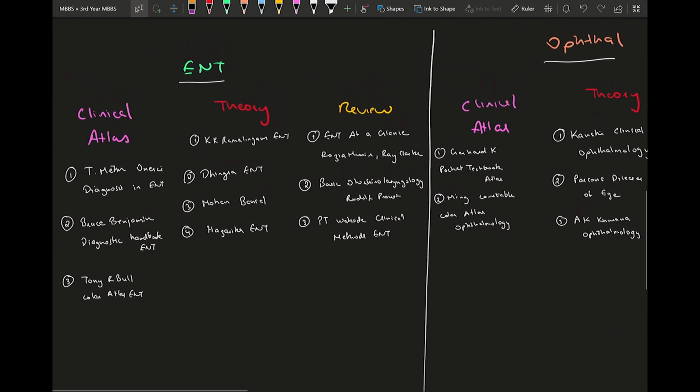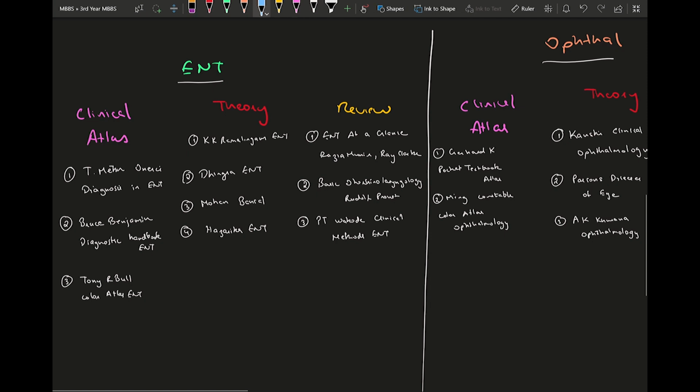For ENT, the various theory books are your KK Ramalingam ENT, your Dhingra ENT, your Mohan Bansal ENT, and Hazarika ENT. KK Ramalingam is the easiest to study, and it's written in a language which most of us will comprehend. Dhingra is the next best thing, and Mohan Bansal and Hazarika are other options you may consider. But most of these textbooks are around 800 to 1000 pages, so they won't be very feasible to go through in the last 1 month.